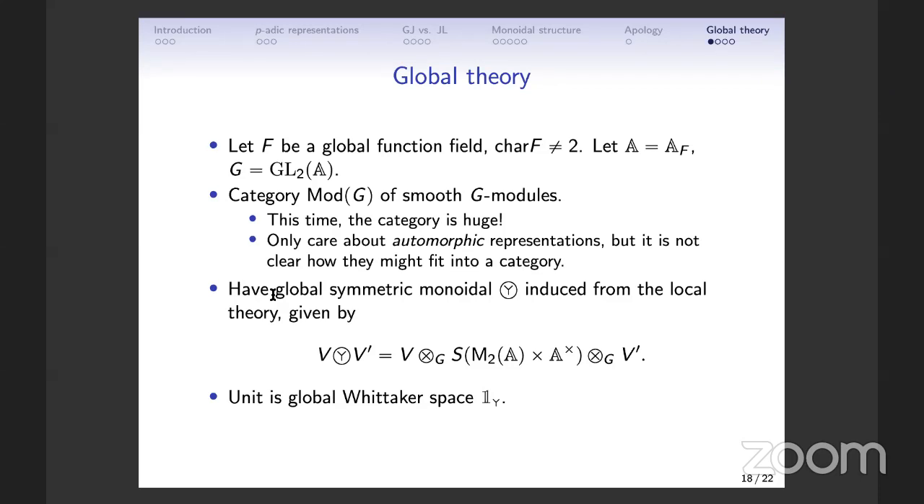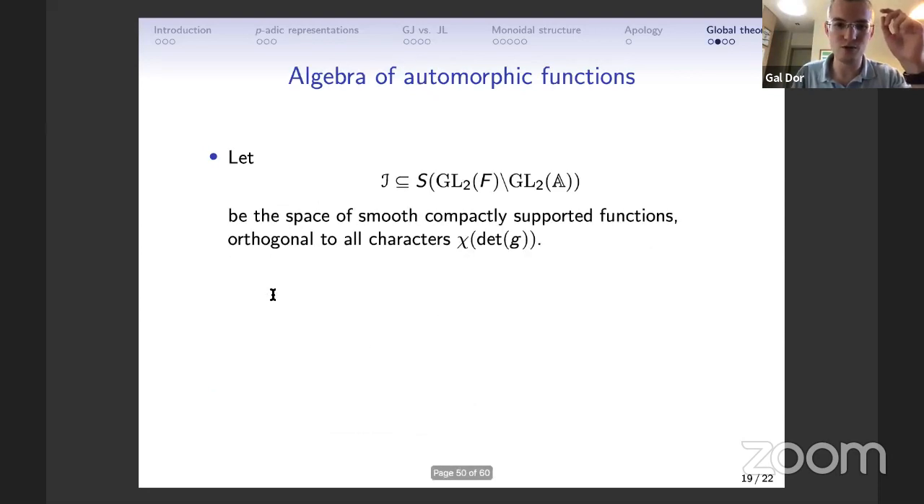So the analog would be just the subspace of automorphic forms orthogonal to one-dimensional representations. Yeah, so instead of compactly supported functions, you would probably need Schwartz functions. Yes, rapidly decreasing smooth functions, and so on.